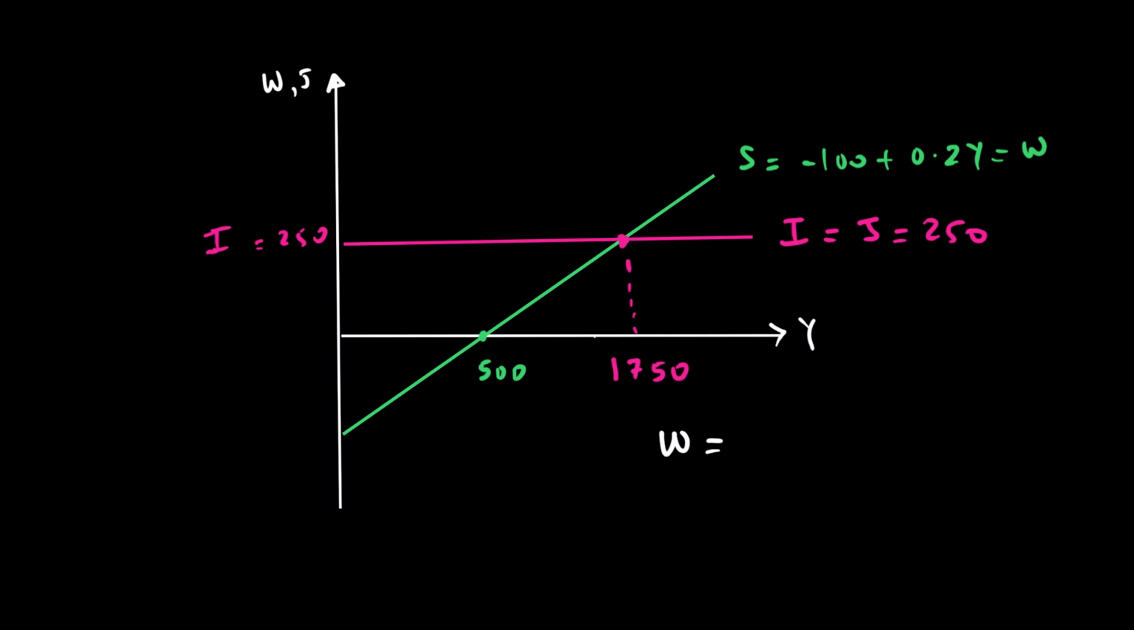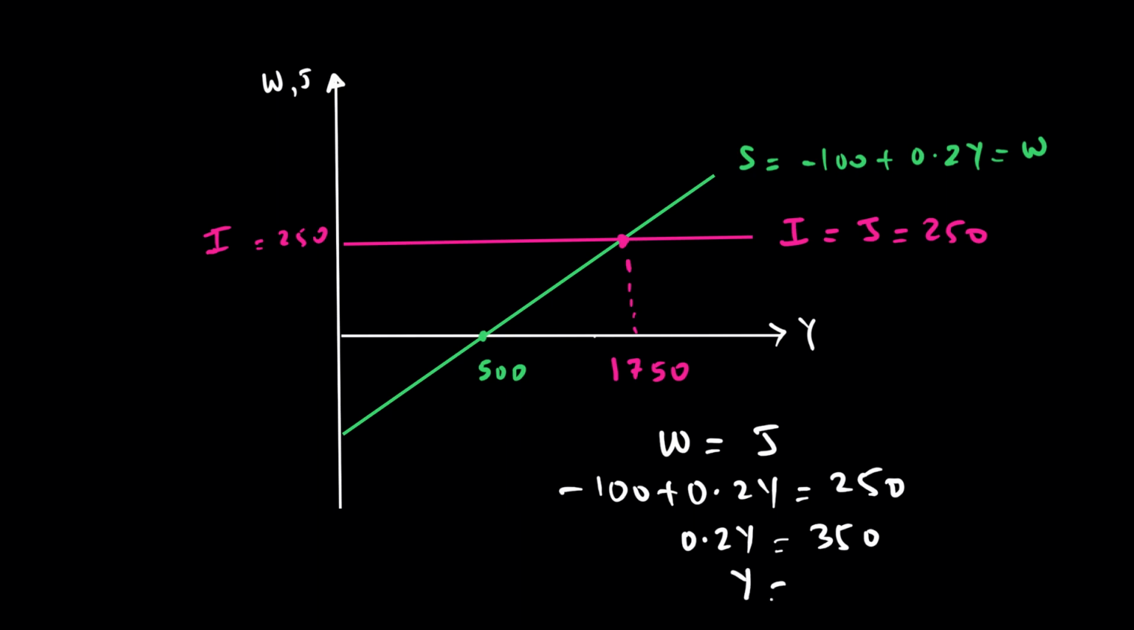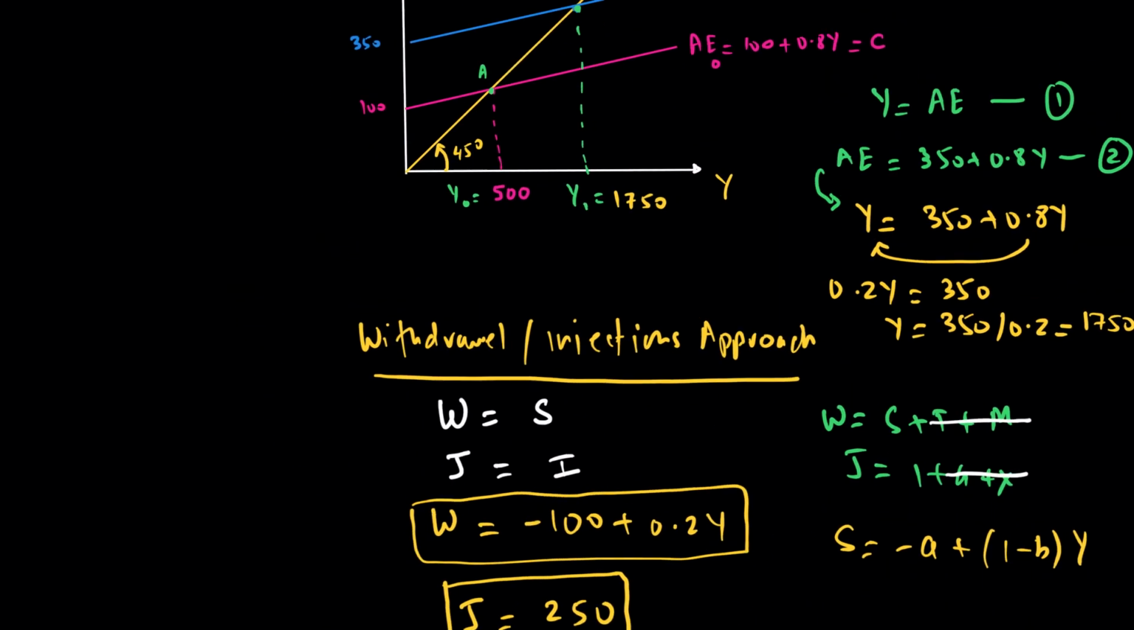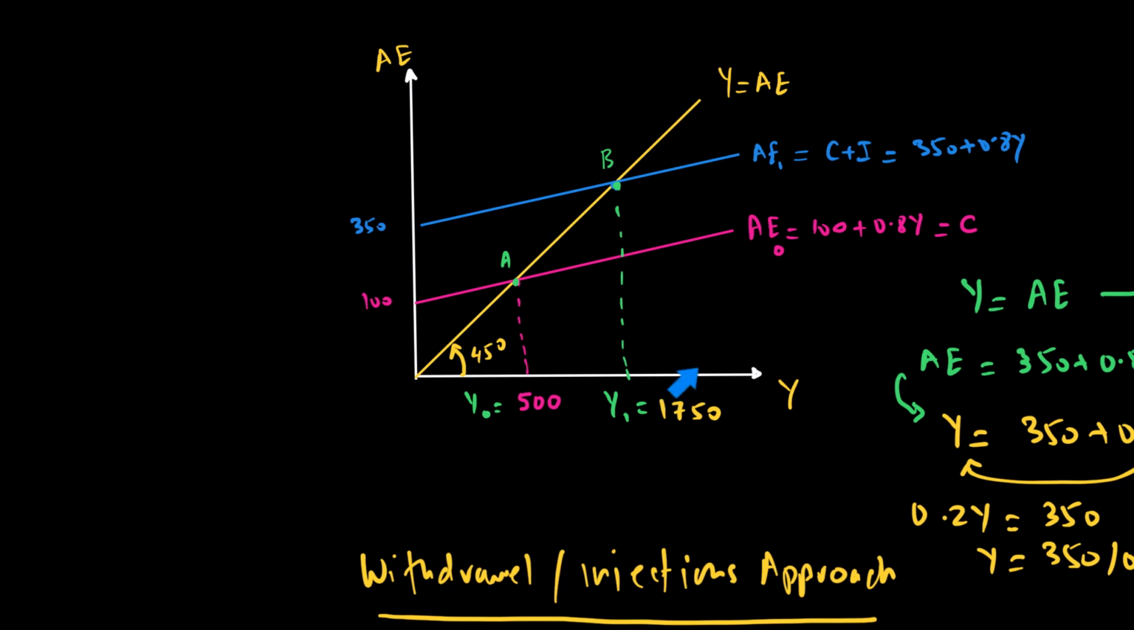I'm saying W is equal to J, where W is minus 100 plus 0.2y, is equal to J, which is equal to 250, or 0.2y is equal to 350. If I take 100 to the other side, y is equal to 350 over 0.2, which is equal to 1750. So the answer that we get here, income of 1750, where injection is equal to withdrawal, saving equal to investment, is exactly equal to our value here, which is 1750, where y equals AE.